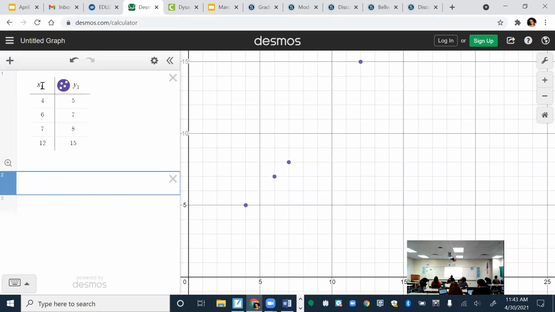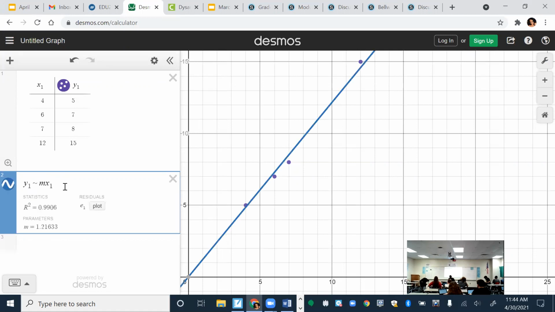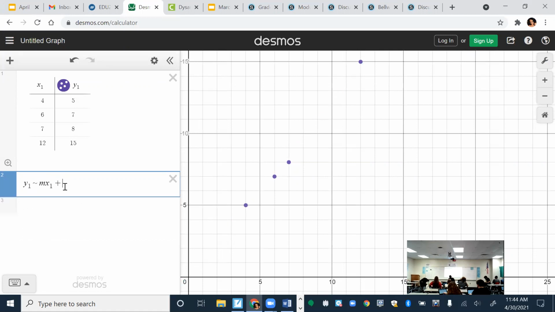You see how these are titled x1 and y1? You're going to type in y1, and then instead of equals, you're going to put this little squiggly line. It's on your keyboard somewhere. For me, it's the top left, shift and this little squiggly line. And then mx1 plus b.